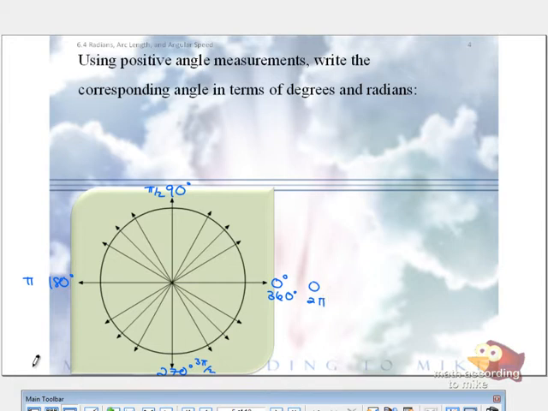How do I know those are radians? Because you don't have any symbols to indicate what it is, so it's a radian. There's no degree symbol, and by context, it's an angle measurement, so it must be radians. Good. Okay.